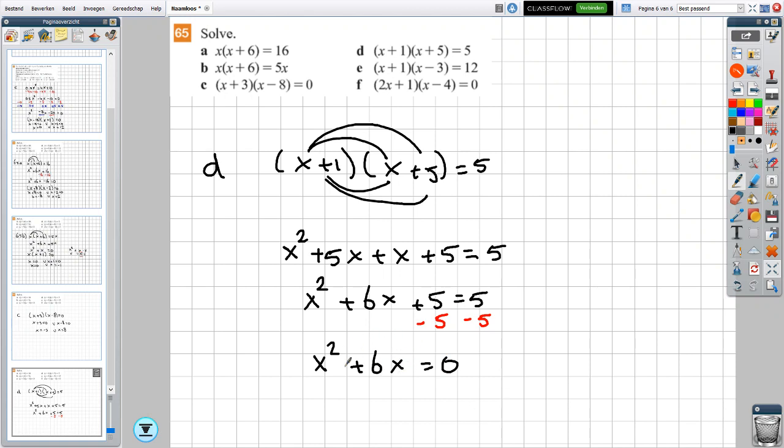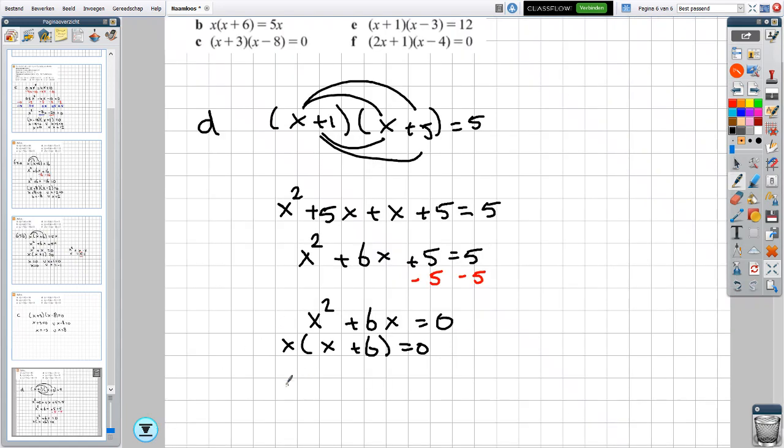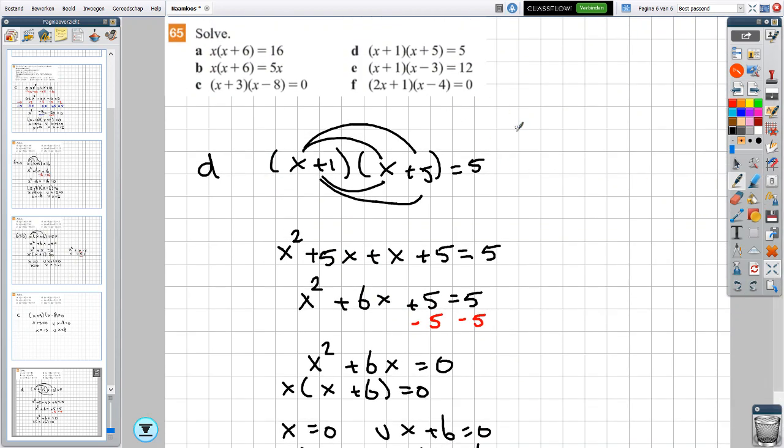And this is something that I can factorize using the common factor in front of the brackets, right? X in both those terms. So I can now say x is 0, or x plus 6 is 0. X equals 0 is already a solution, or x is minus 6. And the last two exercises I leave for you guys to figure out. And yeah, if you paid attention in this video, I think F is easier than E. Why? Yeah, because this is already equal to 0. Okay, good luck.